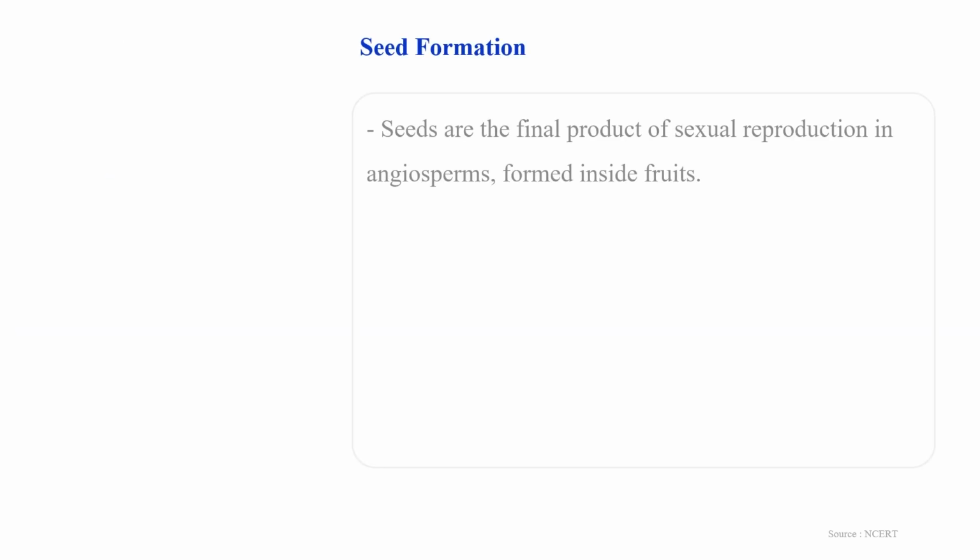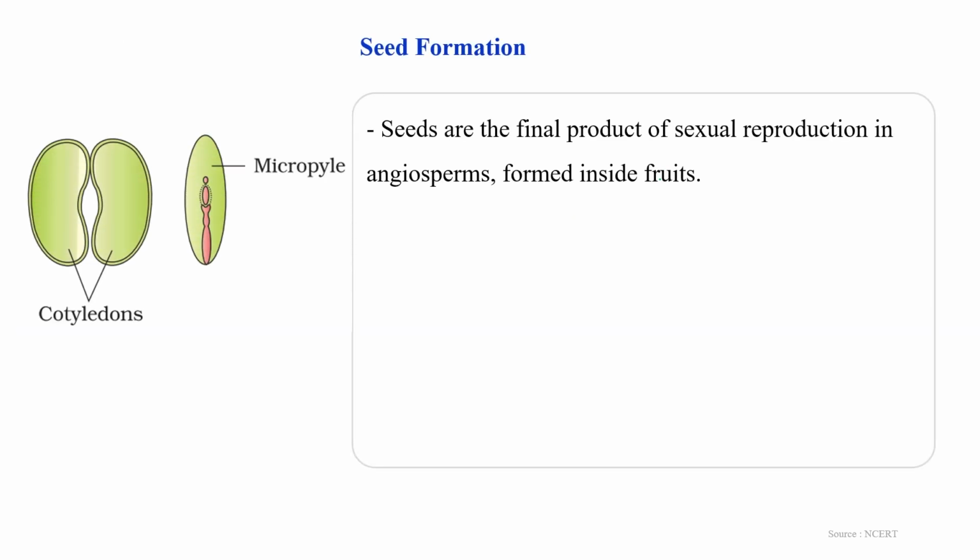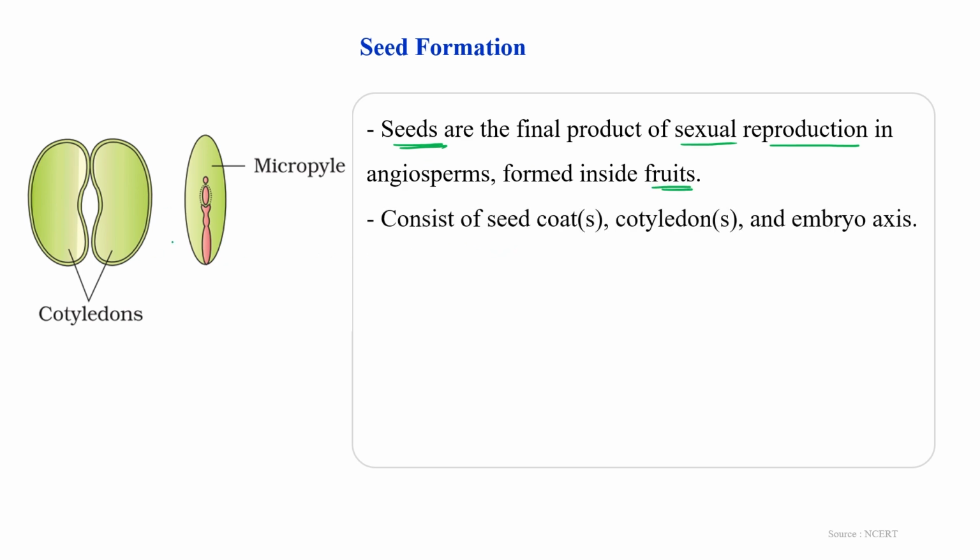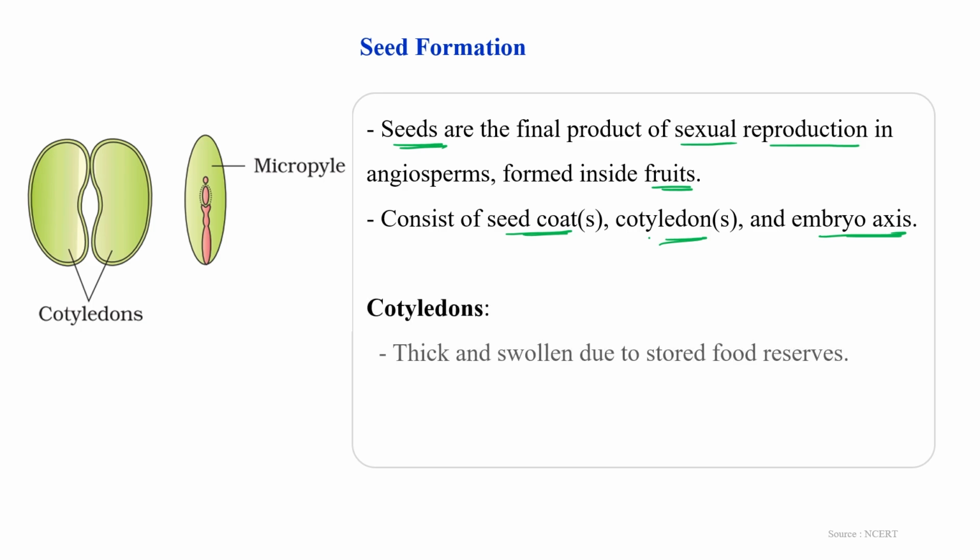Okay. Now seed formation. Seeds are the final product of sexual reproduction in angiosperms, or flowering plants, and these are formed inside the fruit. Right? So this seed consists of the outer seed coat, and then two cotyledons and an embryo. So it consists of seed coat, cotyledons and embryo. Cotyledons are thick and swollen due to storage of food reserves.